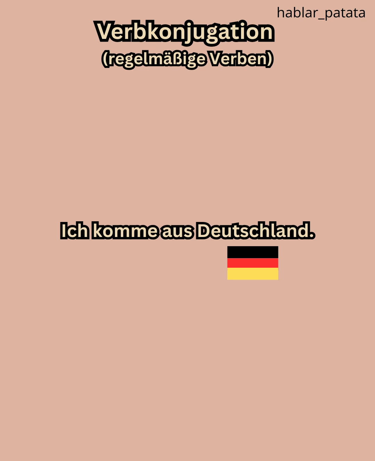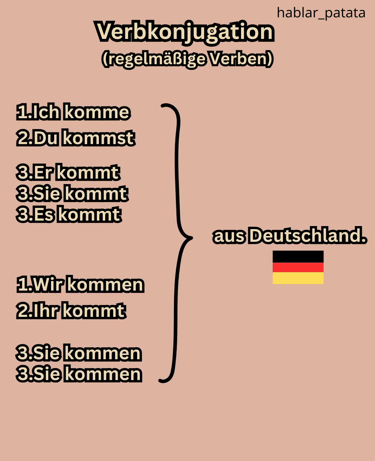So, let's look at a complete sentence. In my case, I say, ich komme aus Deutschland. Now I can change the pronouns and add the different endings to the verb. For example, du kommst aus Deutschland. Sie kommt aus Deutschland. Or ihr kommt aus Deutschland.